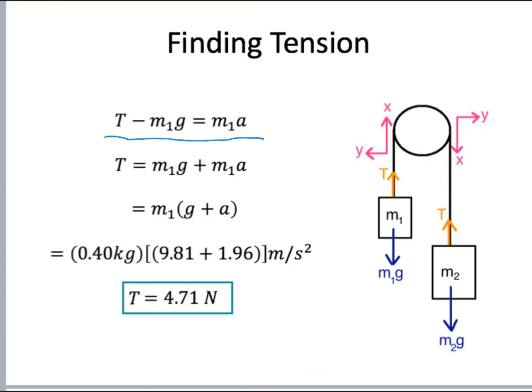But if we solve for T, we find that it's M1G plus M1A, and we can factor out the M1, and that gives us M1 times (G plus A). And so you can see that's a very simple relationship. Now I'm going to plug in the numbers, and when I do, I get my tension works out to be 4.71 newtons.